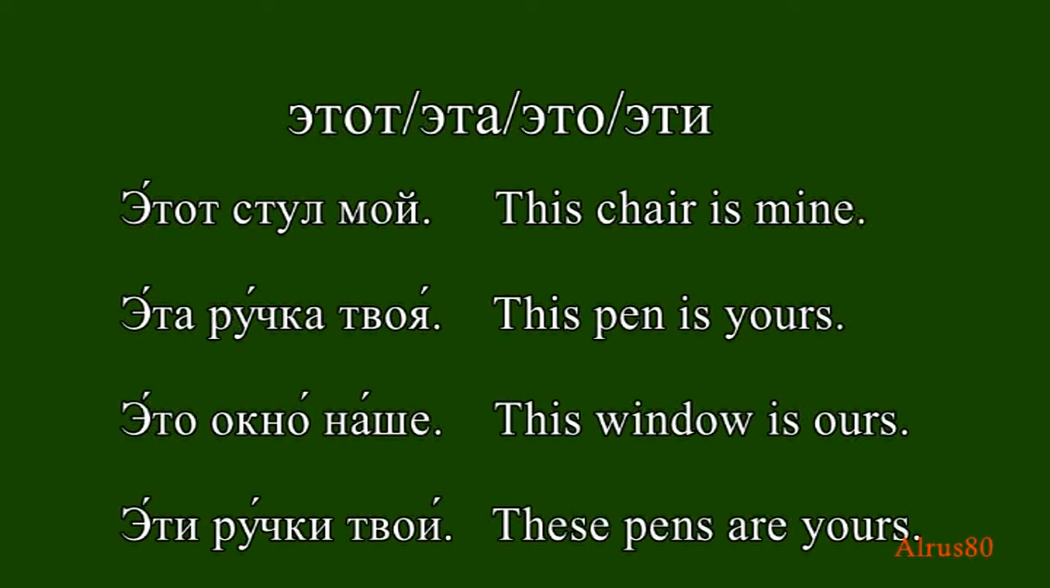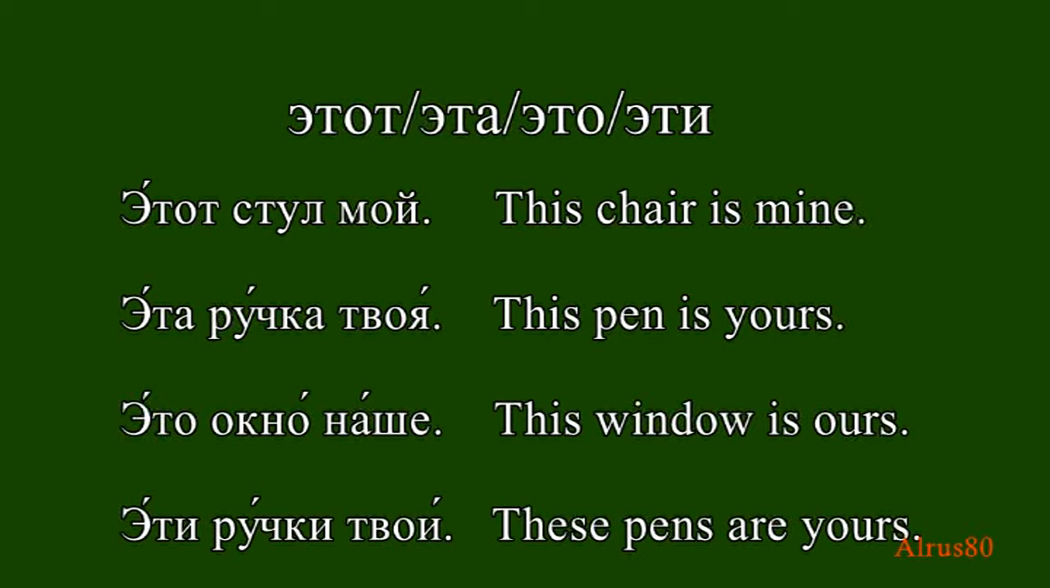Bear that in mind. Now, if you want to show people those things, attract your attention to them, to demonstrate those things, then we use demonstrative pronouns that have their gender endings which modify nouns. And the demonstrative pronouns agree with the nouns. Этот стул мой. This chair is mine. Эта ручка твоя. This pen is yours. Это окно наше. This window is ours. Эти ручки твои. These pens are yours.